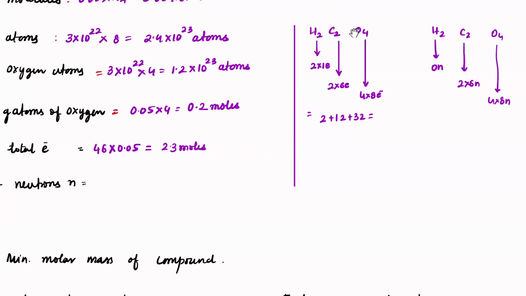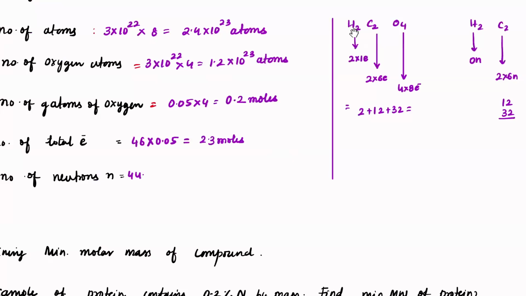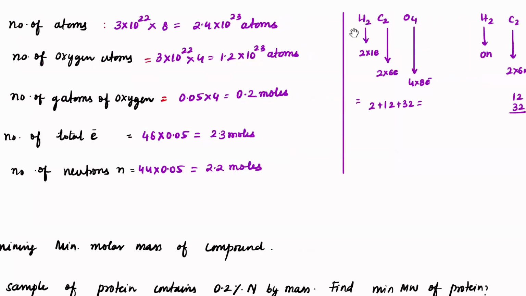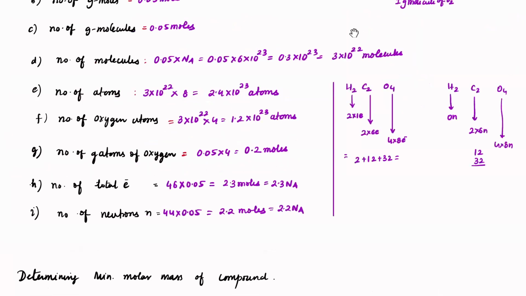So that makes it 12 plus 32. So how much do we have? 44. So 44 into 0.05, which is 2.2 moles. So if you write in terms of moles, it is okay, or I can write it as 2.3 into Na, or 2.2 into Na, Avogadro's number. So that will give you the total number of electrons.